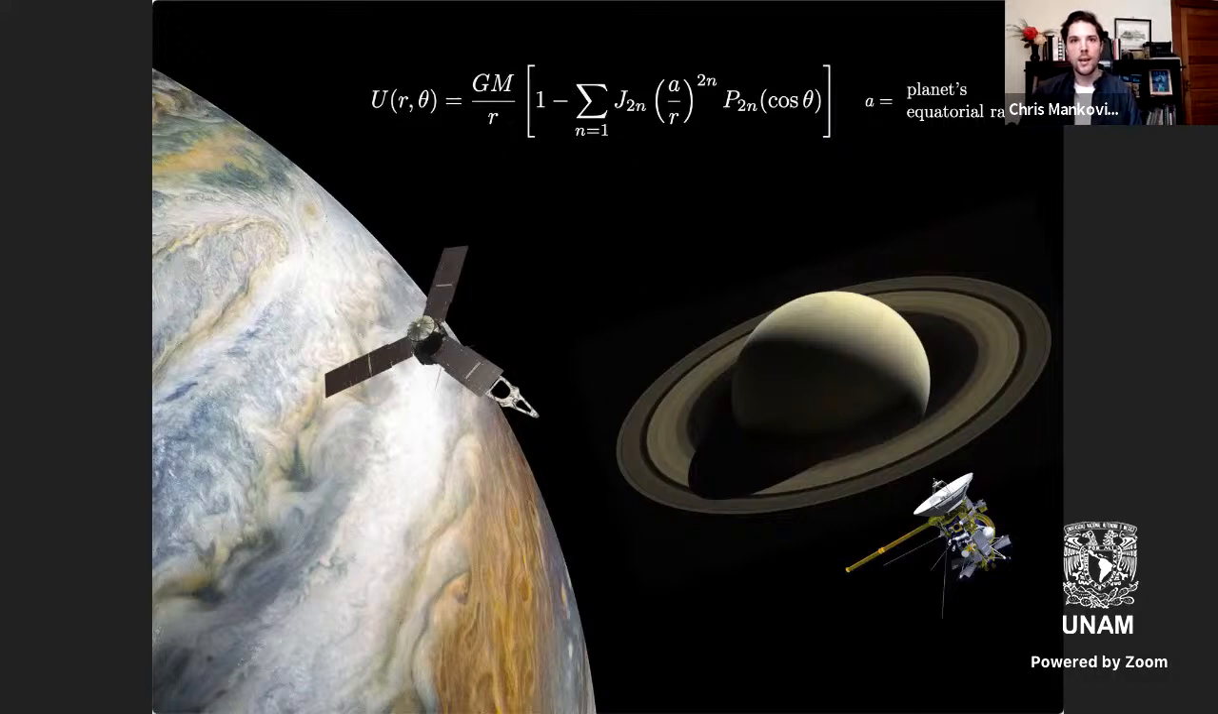It depends on the mass of the planet. It depends on your distance from the planet and the planet's radius, as well as these Legendre polynomials. That's the kind of nature of the expansion. And inside this expansion are these coefficients, these J2n. And these are really the prizes when it comes to trying to understand the interior of the planet.